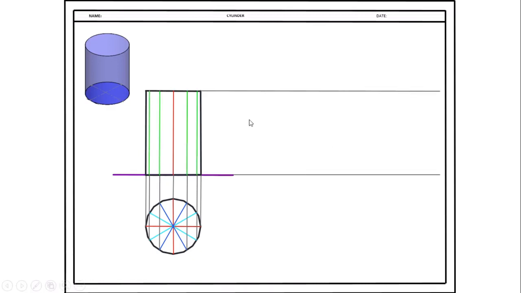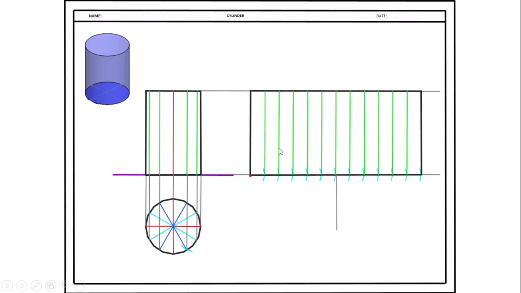Then the handiest place would be to do your development out here to the right hand side. If you take this distance here, they're all the same by the way, all 12 are the same, so just take that distance there, and because there's 12 equal spacings on the circle, we'd put down our compass and step that off 12 times. So we get 12 sections there.